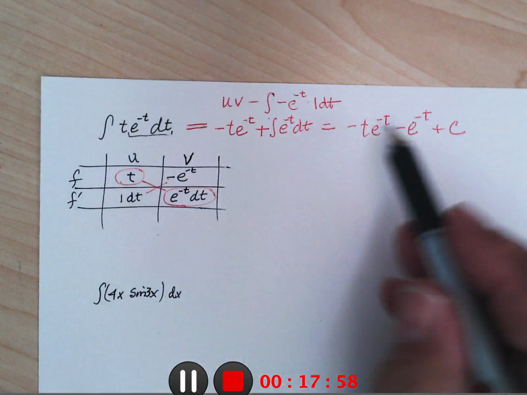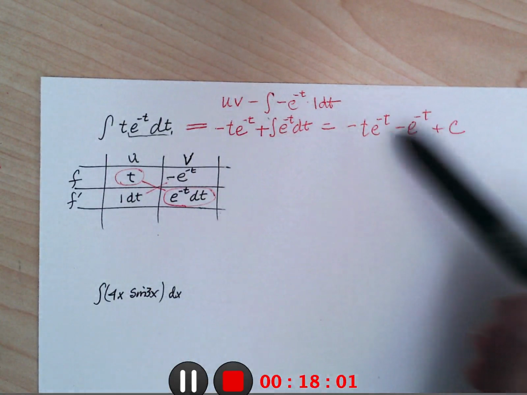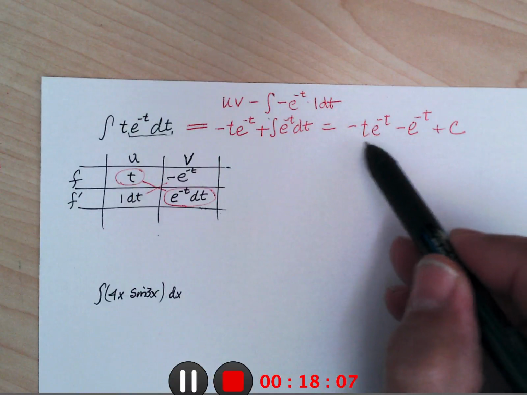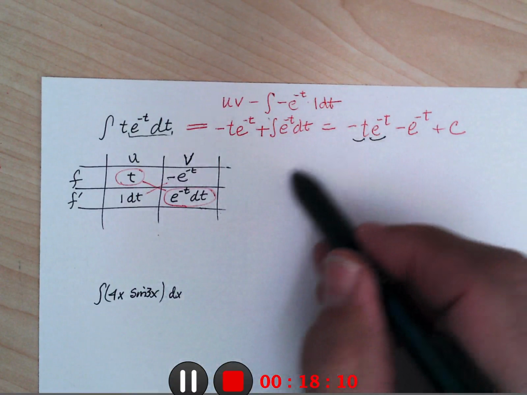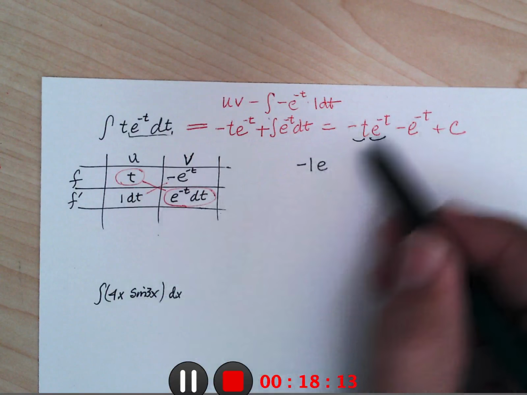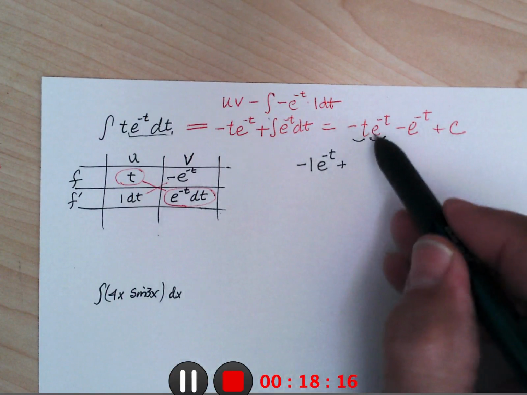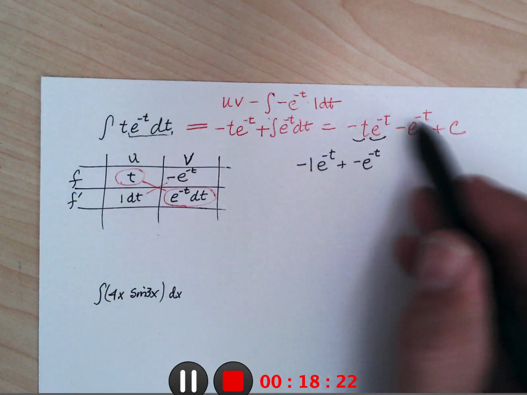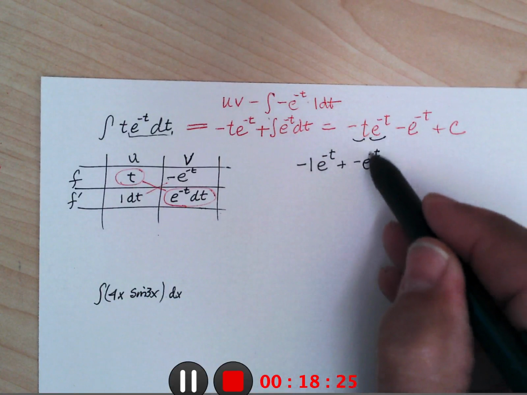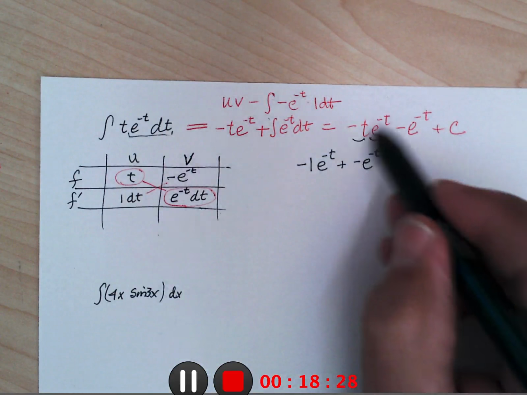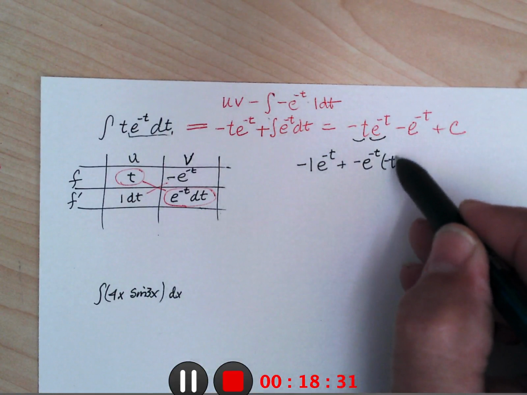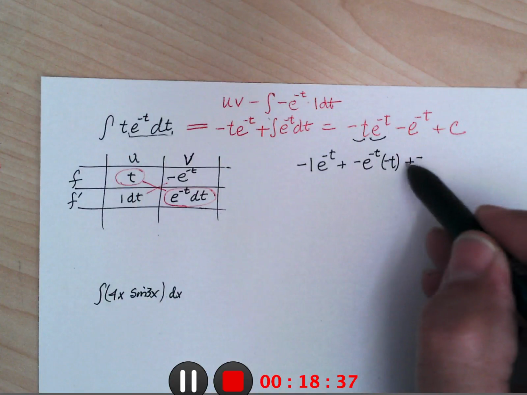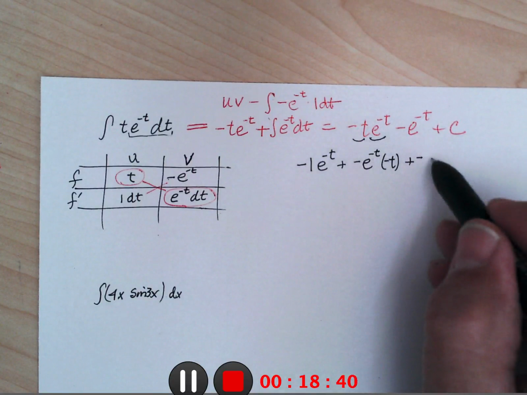Let's check this. Let's take the derivative of this and make sure it comes out to be t e to the negative t. So we've got two parts here. The derivative of the first is negative 1 times the second, plus the derivative of the second, which is negative e to the negative t. Derivative of e to the t is e to the t times the derivative of the inside, which is negative 1. That's why it's negative. Times the first, plus the derivative of this one, it's negative, or subtract, and then the derivative of that is a negative e to the negative t.